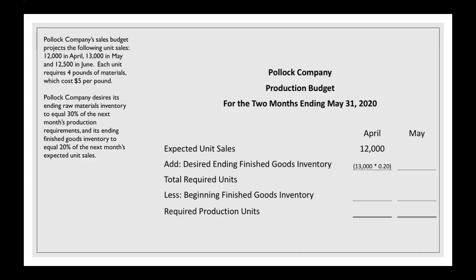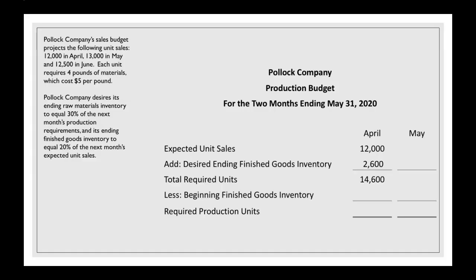So for April, we're taking May's expected unit sales of 13,000 and multiplying it by 20%, or 0.2. So 13,000 times 0.2 gives us 2,600. That's our desired ending finished goods inventory for April. Now our total required units, that's just those two added together, and we get 14,600.